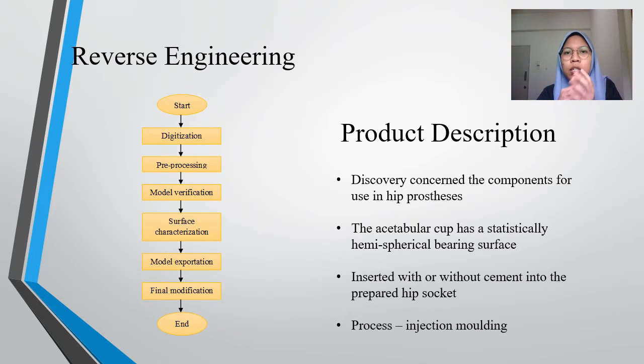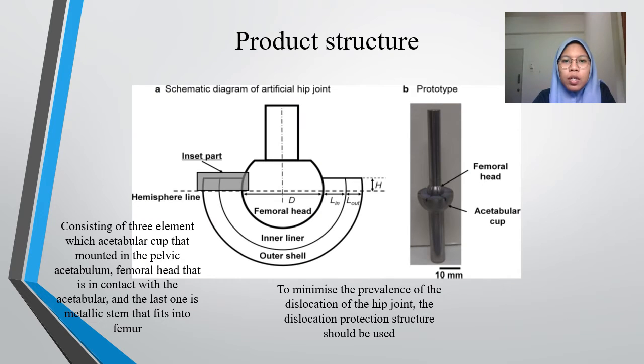For the cementless, it is secured by the press fit in the prepared bone or screw directly in the place prepared bones. And the process that is involved for the old product is injection molding. The other process that can also be used in this product is compression molding and the other types of molding to produce this product. Next we move to the product structure. This is the structure of the acetabular cup.